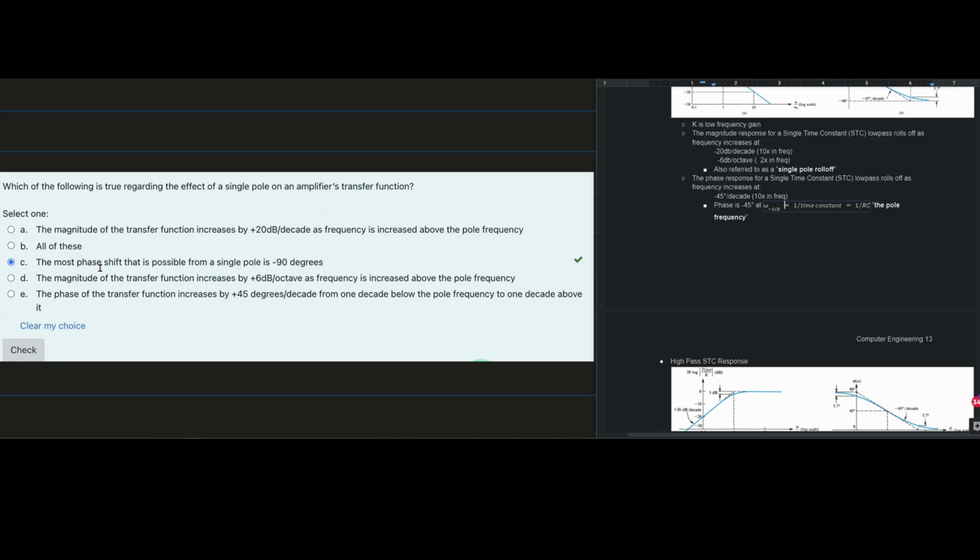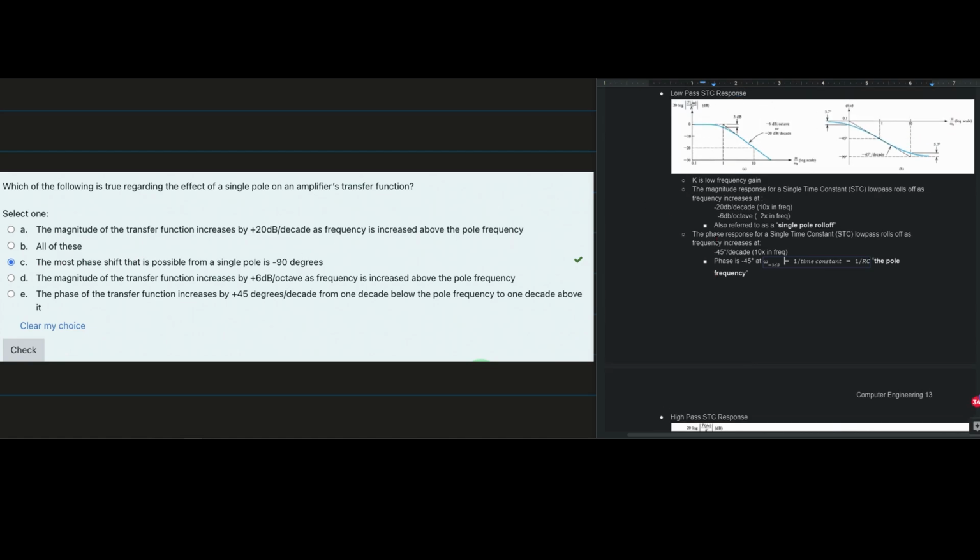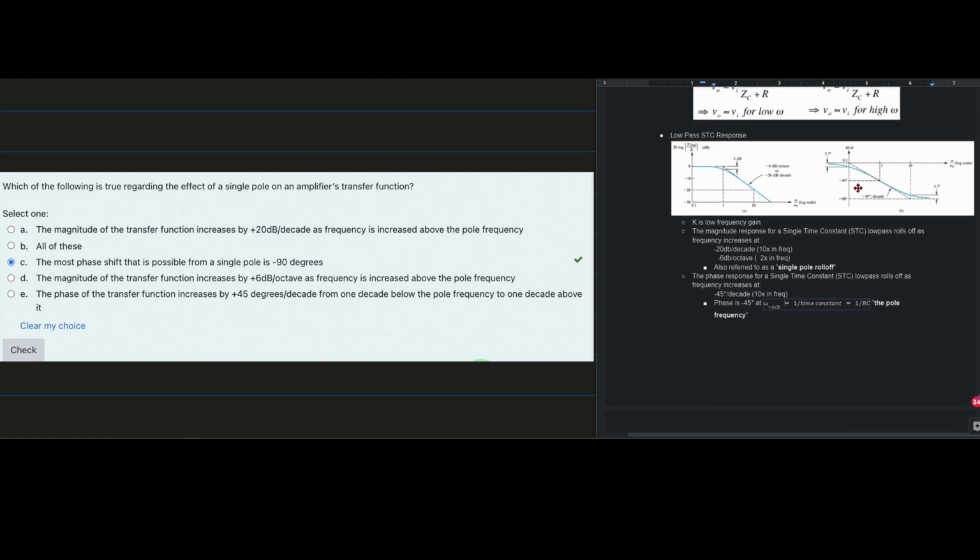The most phase shift that is possible from a single pole is negative 90 degrees. This is true, and we can see here that we would be going from about 0 right here to negative 90 right here. So that is the most it could decrease, and that is the correct answer. Another way we could look at this is that we would use arctangent, right? As this goes to infinity, if we plug infinity into an arctangent, we're going to get 90 degrees. And so that's how we know that the answer is negative 90 degrees.